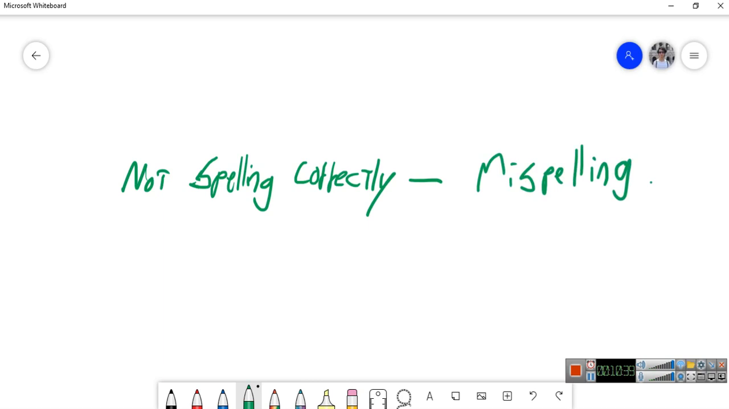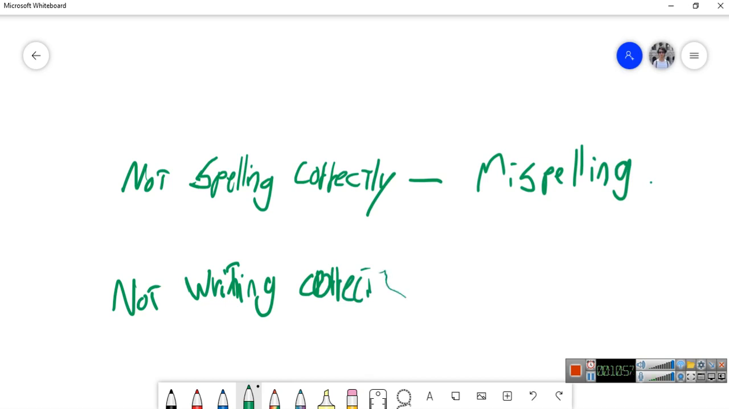That's okay. Now, how about "not writing correctly"? Okay, so we have "not writing correctly." That's a negative construction. Dania, again, how would you make it positive? Miswriting?